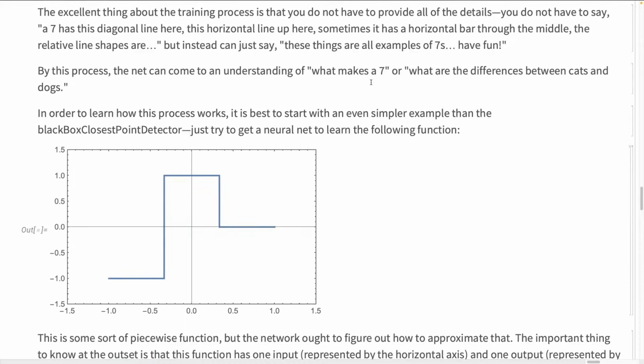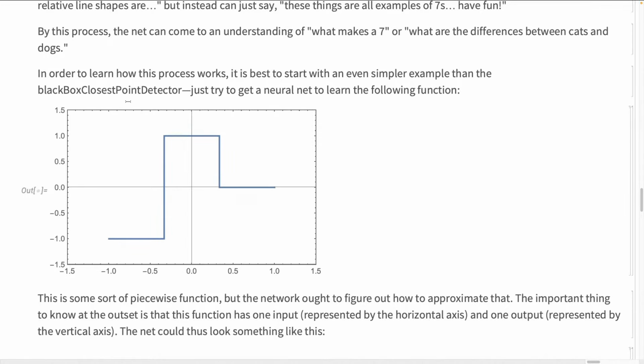And by that same process, a neural net can learn, say, how words should fit together or what the differences are between cats and dogs when it sees an image of each. So we'll go to an even simpler example in order to understand the learning process.